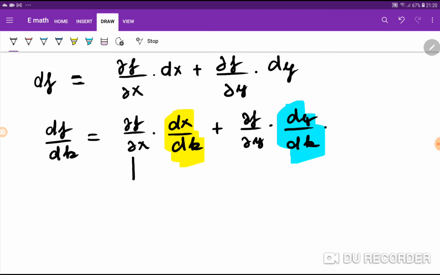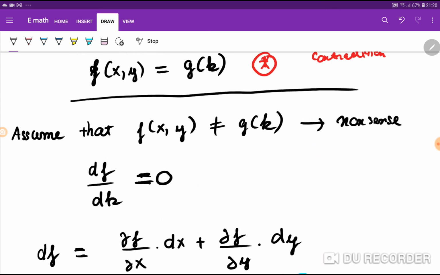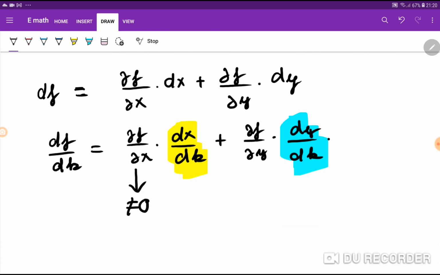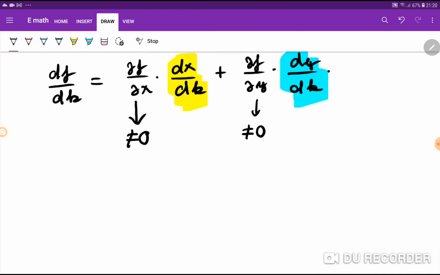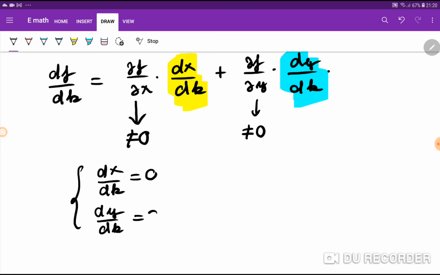Because the partial of f with respect to x is not 0. Why? Because f is a function of x. f contains the x element in it, so that statement cannot be 0. Same with ∂f/∂y, which cannot be 0 because f contains the y component. So dx/dk and dy/dk have to be 0 at the same time. There's no other way.